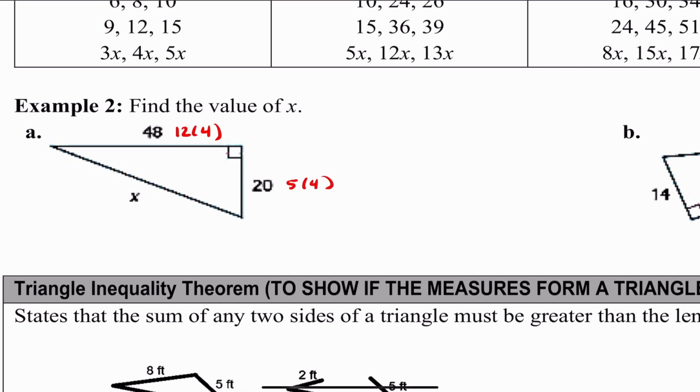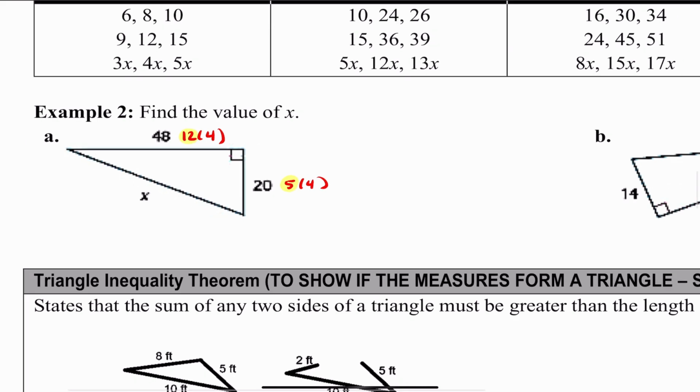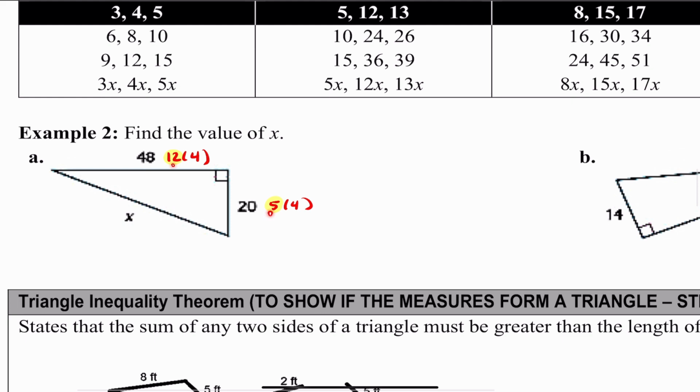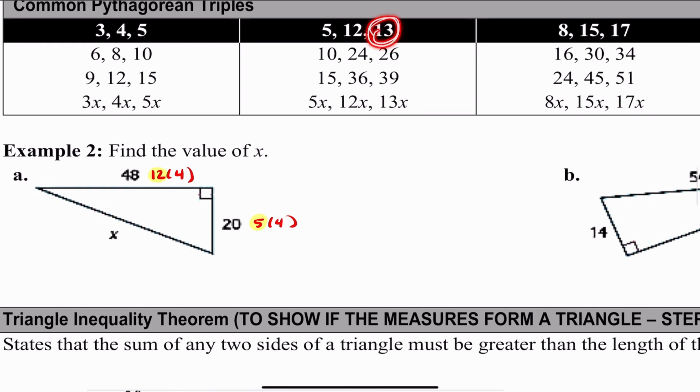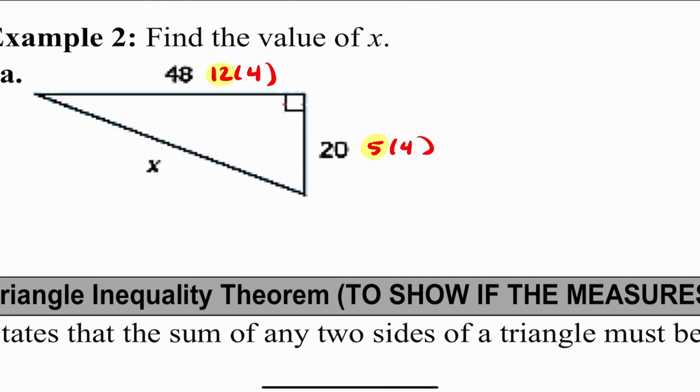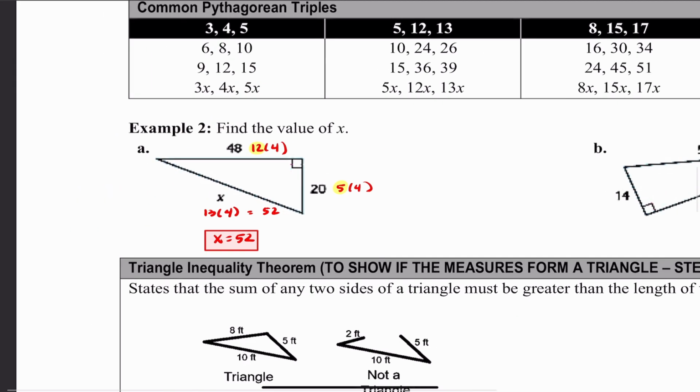So notice that I have a 5 here, 12 here. Can we figure out what the pattern is? How do I figure out what x is? So it's 5, 12, 13. So I'm going to have 13 times 4, and that is 52. So x is 52. That's how long the hypotenuse of that right triangle is.